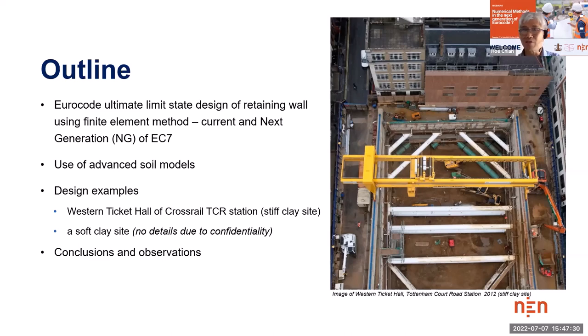For my presentation, I will briefly reiterate what he said and then describe how these procedures compare to the current EC7 code. And I will then present two examples of retaining wall design to show you how this is done. And because there hasn't been any guidance on the numerical modeling part using the current design code, the example that I'm going to present will be based on my experience using design approach one, which I think Colin has said is the direction of travel for the next generation of Eurocode.